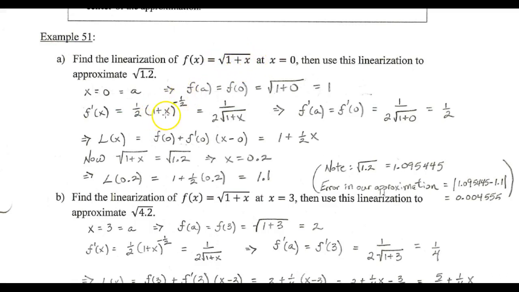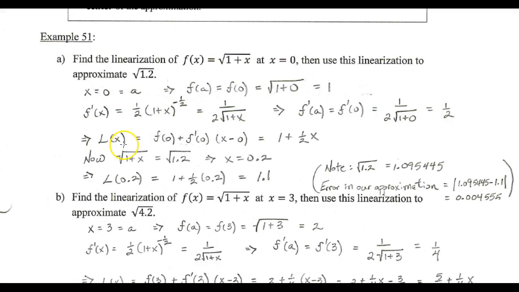So it's 1/2 times 1 plus x to the minus 1/2 times the derivative of the inside, but the derivative of the inside is just 1. Derivative of x is just 1. So in other words, it's 1 over 2 times the square root of 1 plus x. So that means that f prime of a, because I'm thinking about it for my formula, which is f prime of 0 in this case, is 1 over 2 square root of 1 plus 0. In other words, just 1/2.